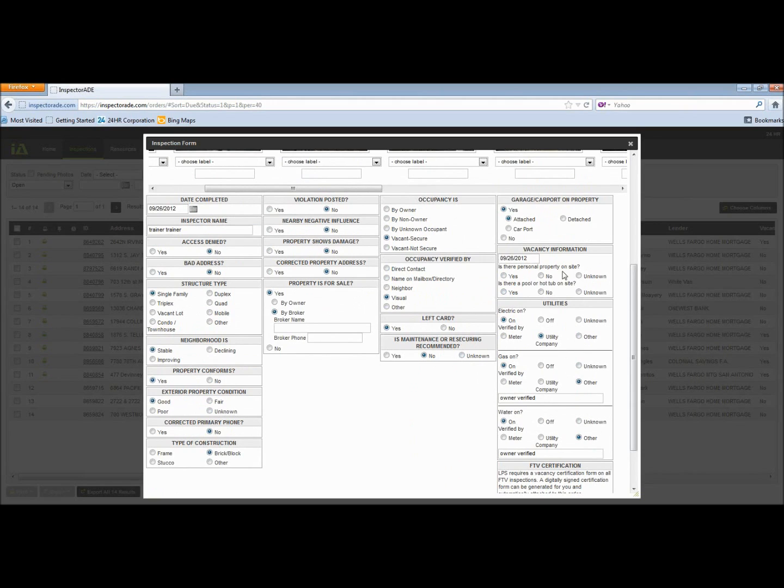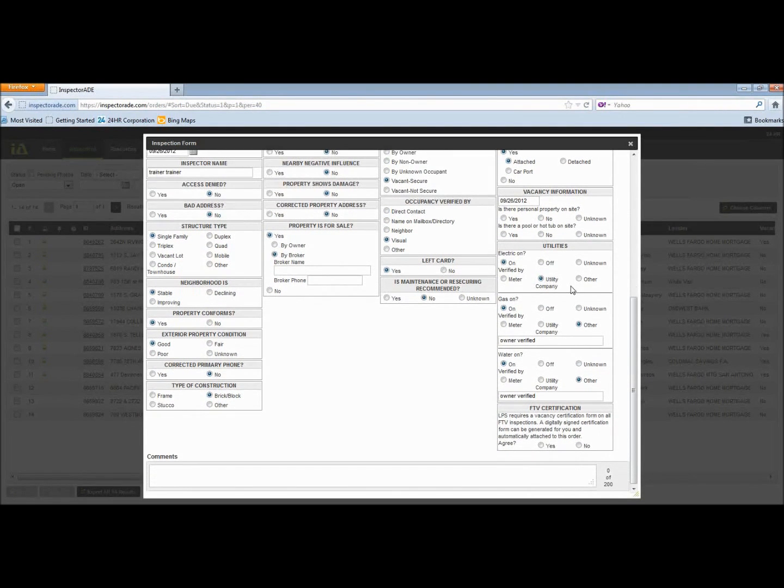Over here, they kind of ask you that debris question again. Is there personal property on site? Is there a pool or hot tub? And then they're going to want to know, and you're going to have to get a photo of the utilities because now the house is vacant.